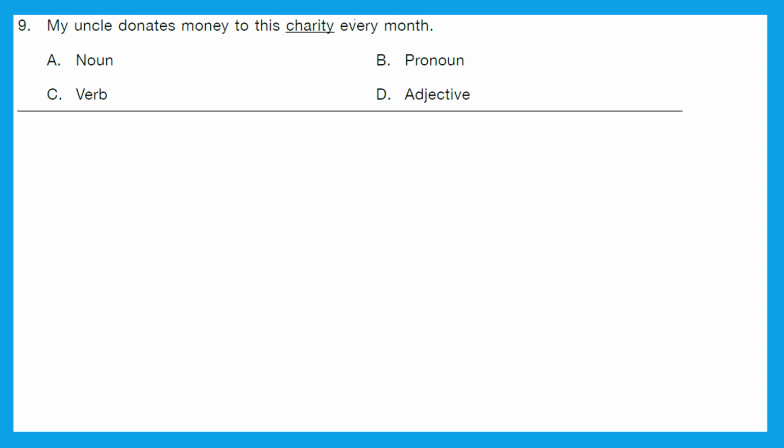Question 9. My uncle donates money to this charity every month. Now what is charity over here? Is it a noun, pronoun, verb or adjective? The word charity is a noun in the given sentence, which means an organization that collects money to help people who are poor, sick, etc. So the right answer here is option A, noun.